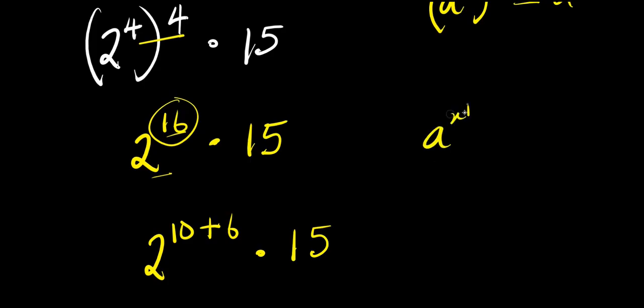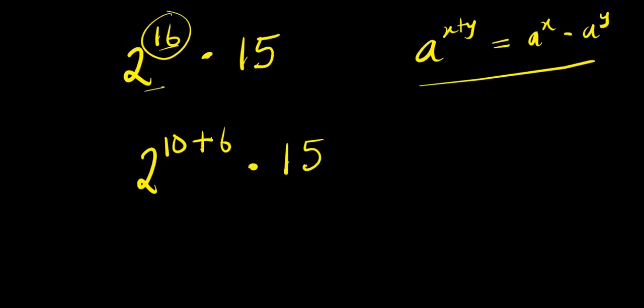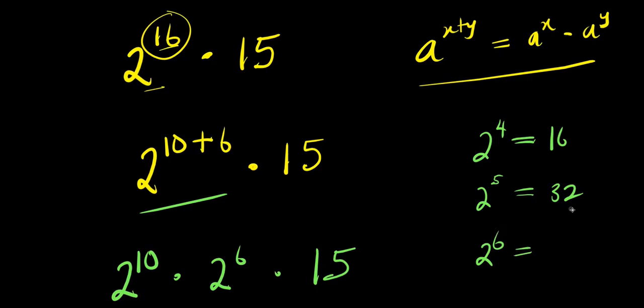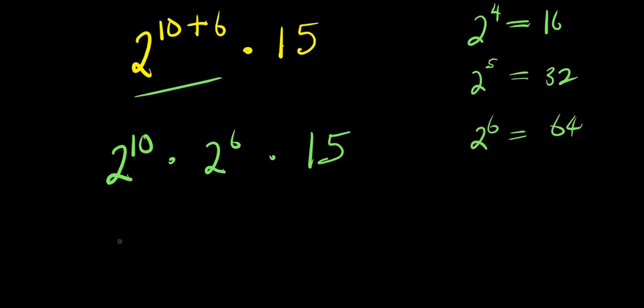Now you have a power x plus y. This equals a power x times a power y. So applying that right here, I have 2 power 10 times 2 power 6 times 15. Now remember, we have discovered that 2 power 4 equals 16. So 2 power 5 equals 32. 2 power 6 will be 32 times 2, that is 64, right? So this will be 2 to the power of 10 times, this is 64 times 15.